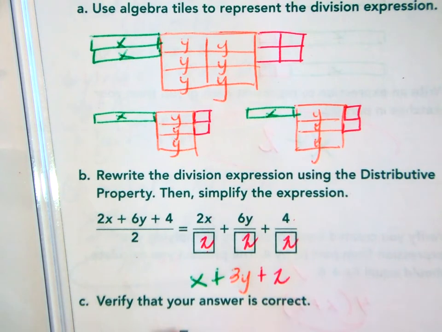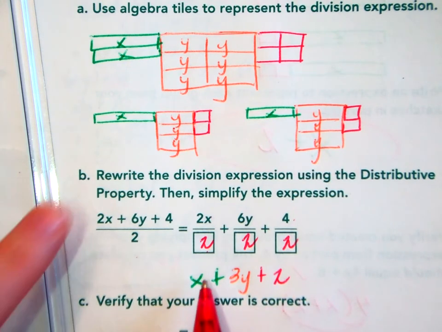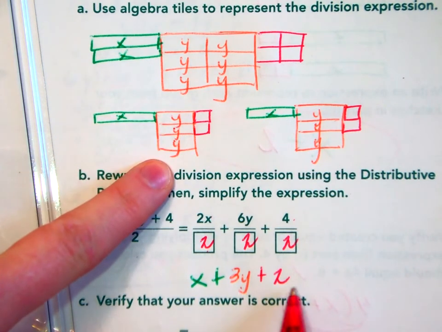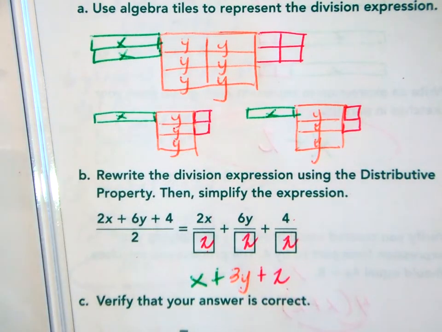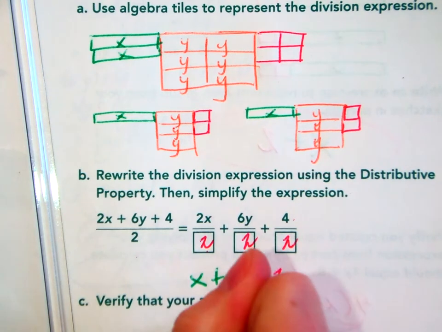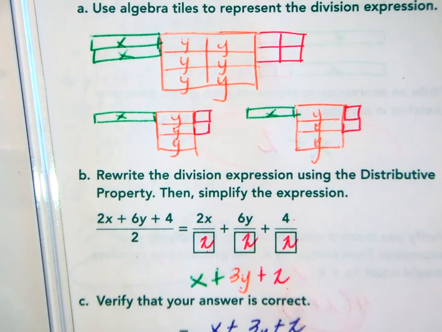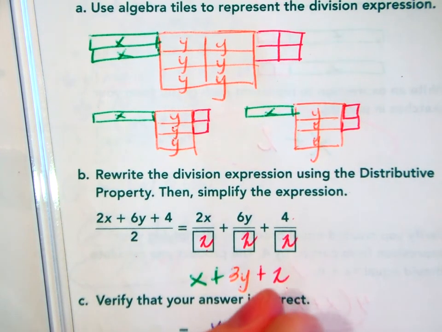Let's see, they say verify that your answer is correct. Does it match the model? X for an x, 3y for 3y, 2 for 2. Yes, it is correct. So, x plus 3y plus 2. This expression is the same as the one modeled by the algebra tiles.